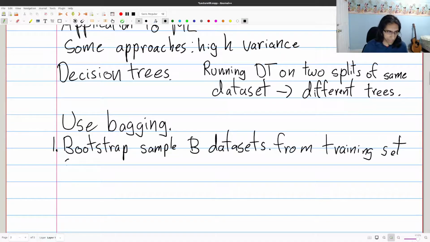And this will get us some sets s1 through sb. So that's the first thing. And then the second thing we're going to do is run the algorithm on each, like our learning algorithm.